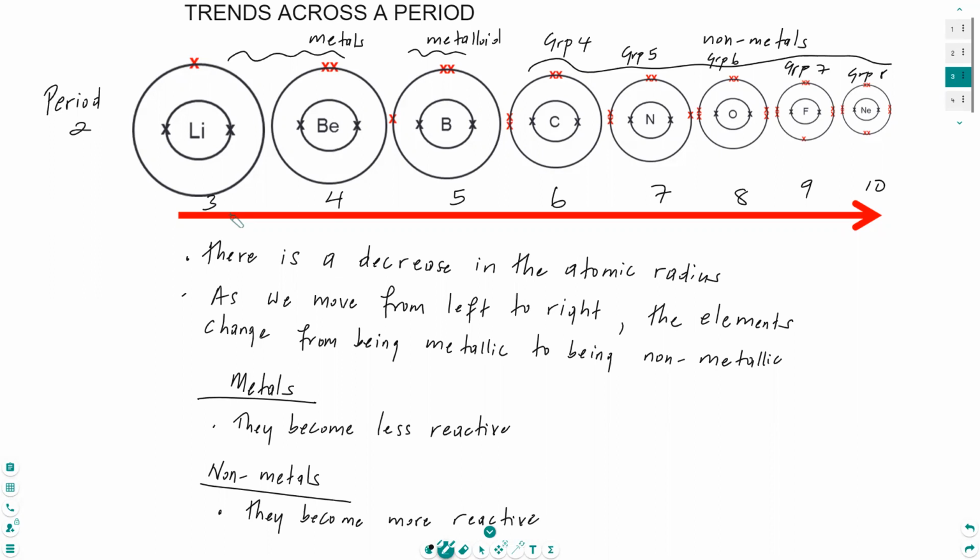So going across the non-metals in the period, we see that they become more reactive, but when we look at the metals, we see that they become less reactive. All right, so that concludes our session on the features of the modern periodic table. In the next session, we're going to be talking about the reactions of group 2, the reactions of group 7, and we'll go again and look at the trends across the periods.